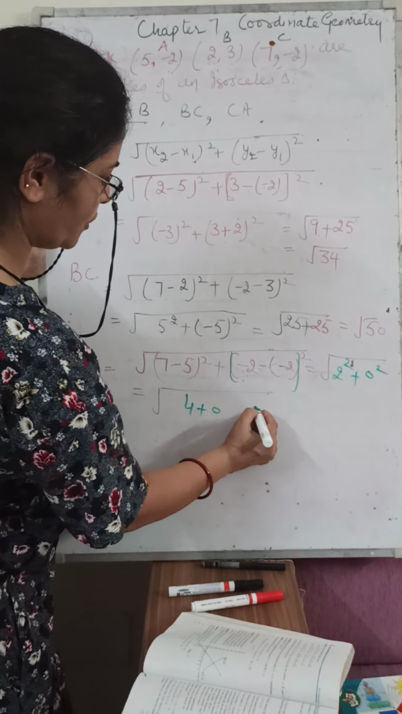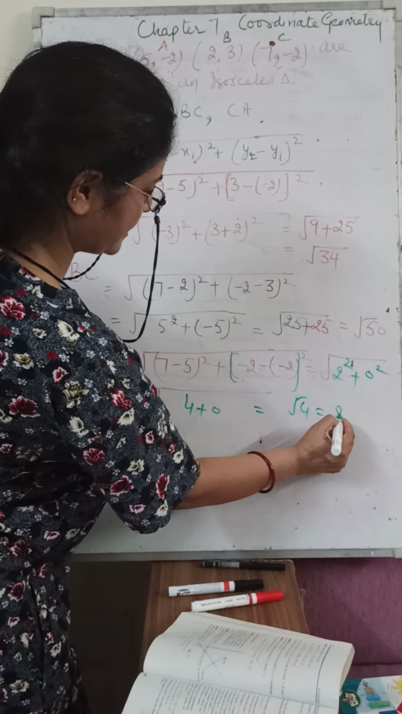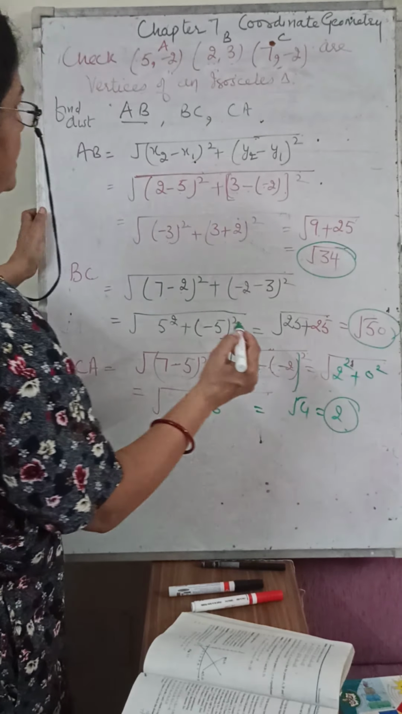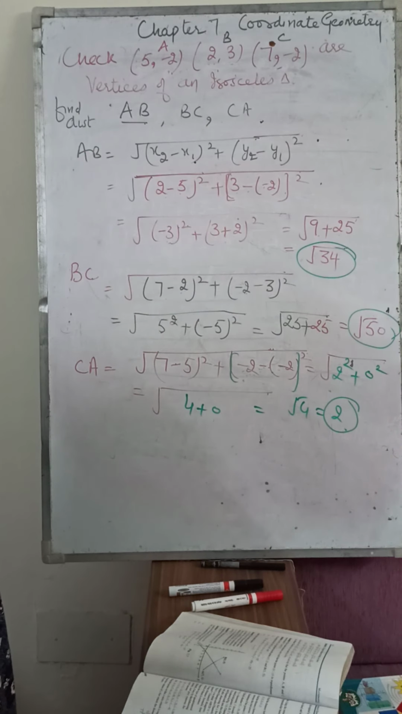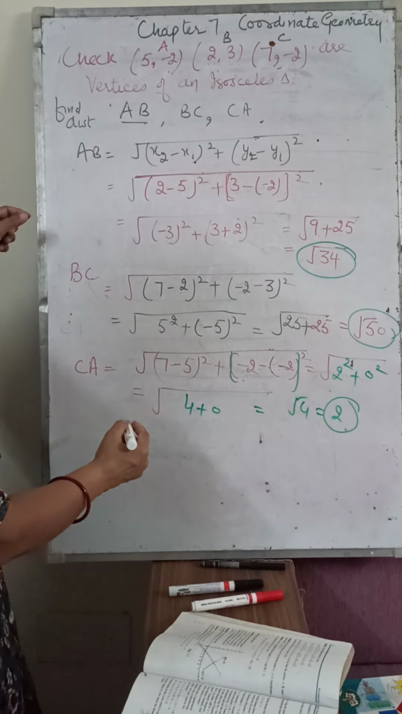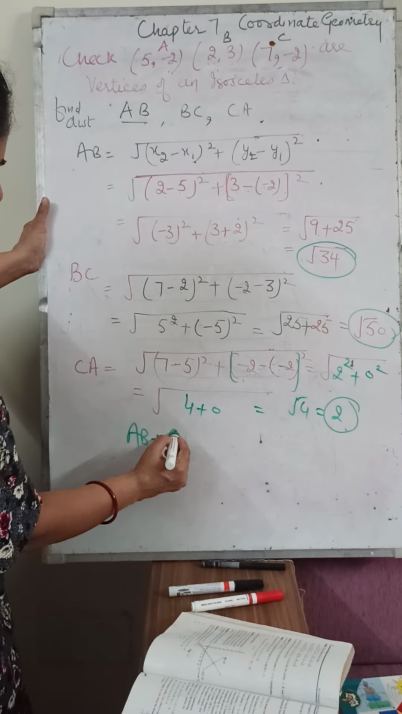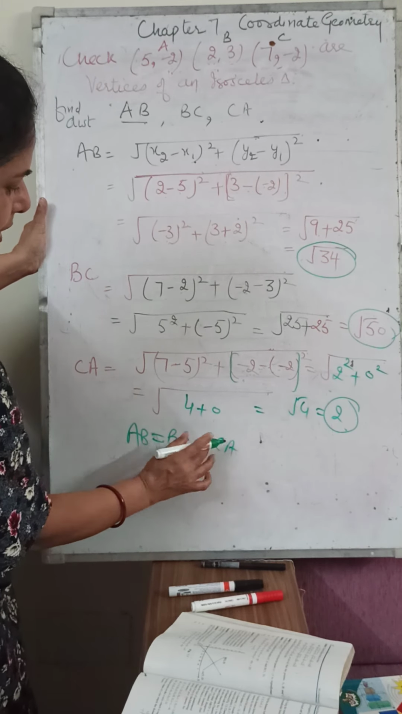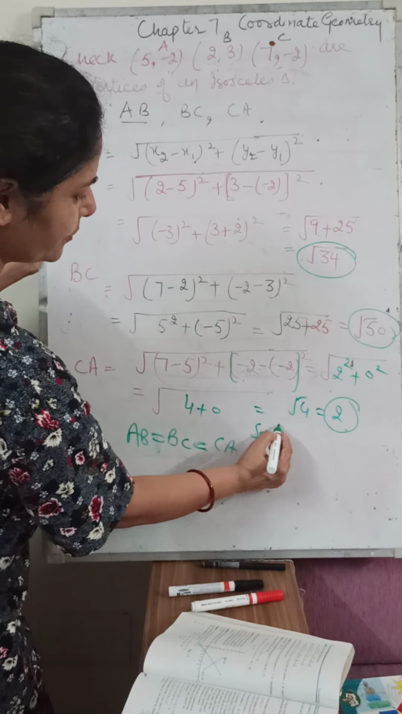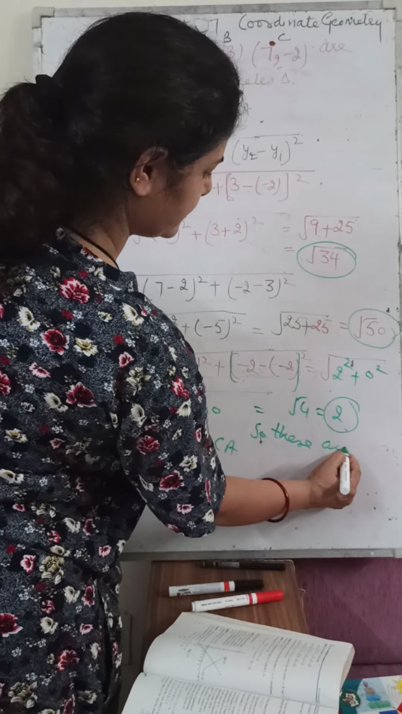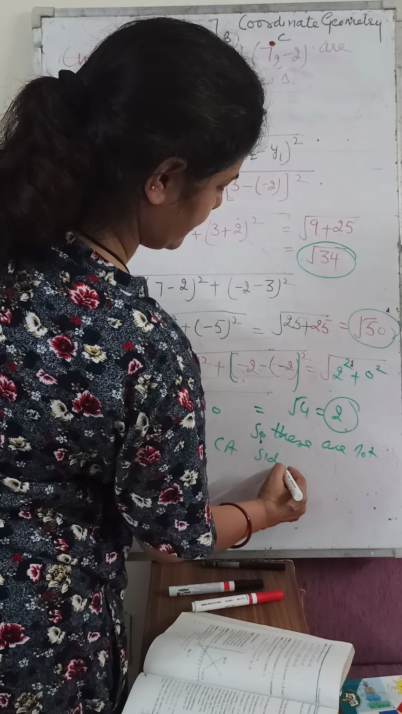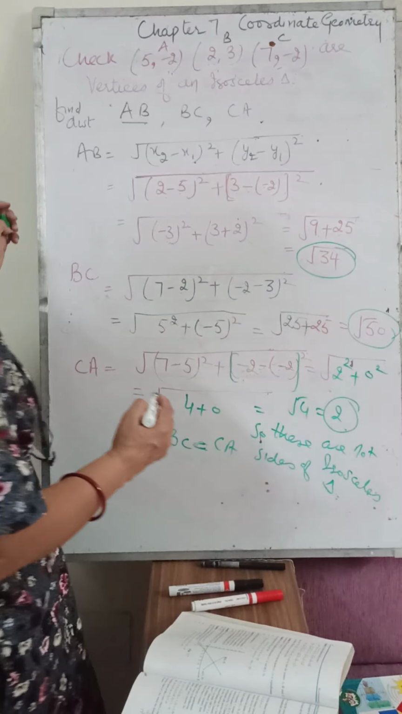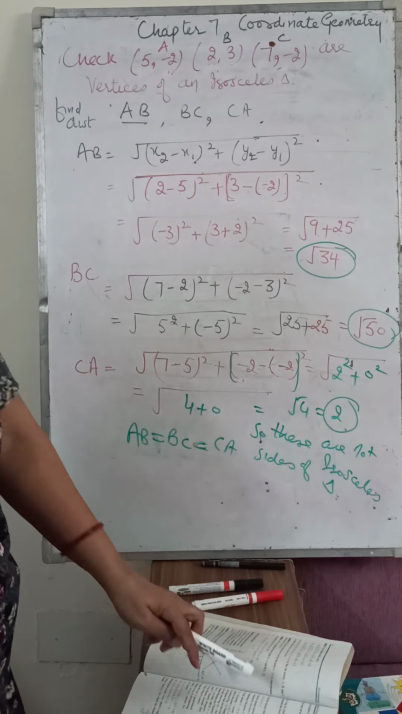2 square is 4 plus 0, it comes out to be root 4, that is 2. So here this is AB, this is BC, and this is CA. Clear? AB is not equal to BC, not equal to CA. All three sides are not the same. So these are not sides of an isosceles triangle. Clear?